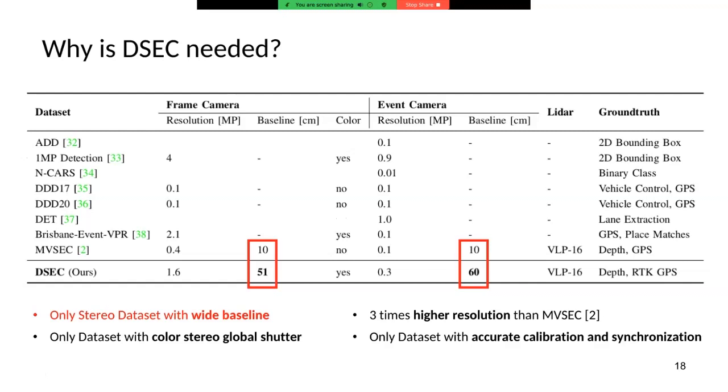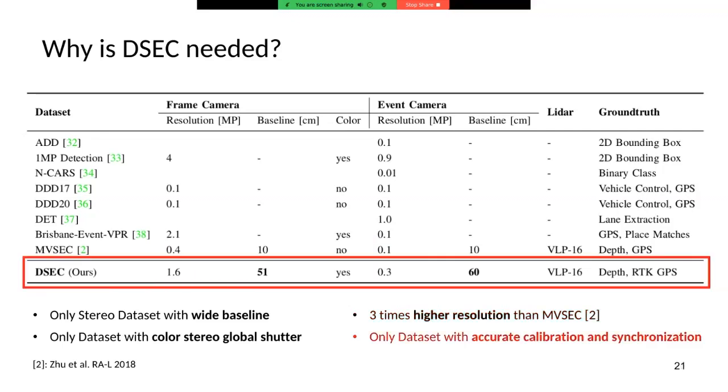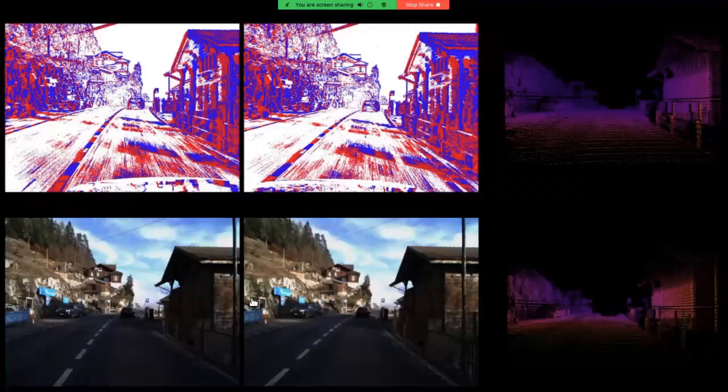So basically what we also have is color stereo global shutter. Stereo global shutter is also important because it gives you a complementary signal, and we also have this at sufficient baseline. We also have higher resolution than previous data sets, 3 times higher than, for example, MVSEC. And the most important part is that we make really sure that the calibration and the time synchronization is done well.